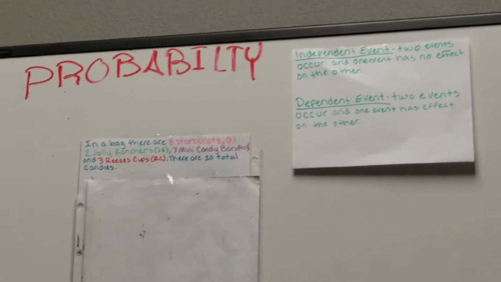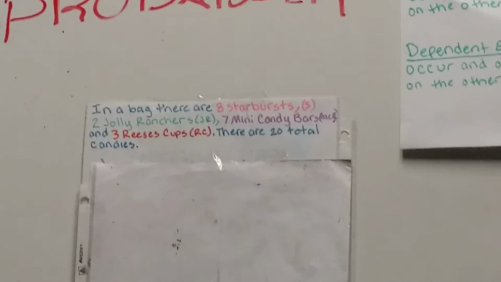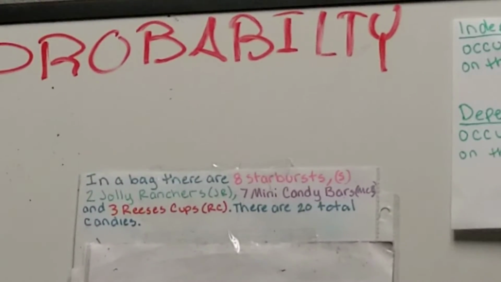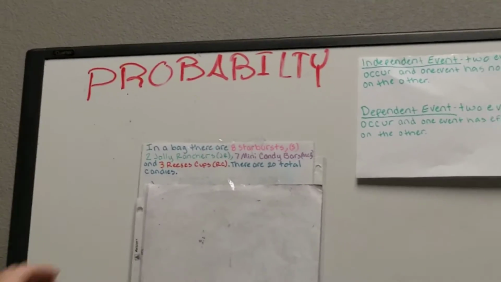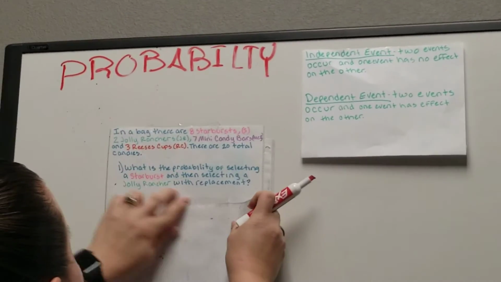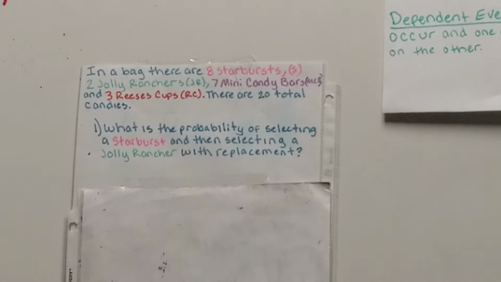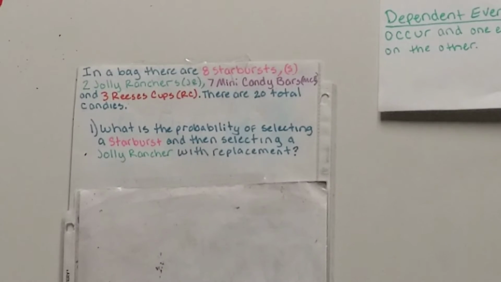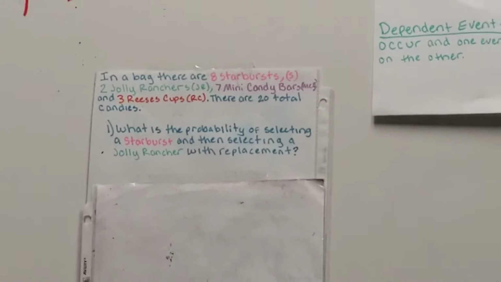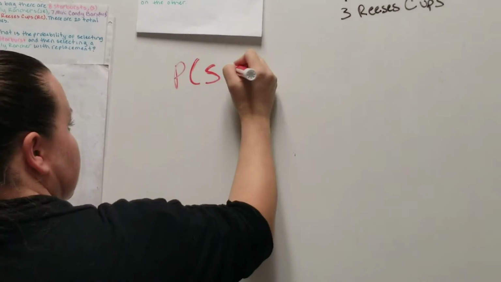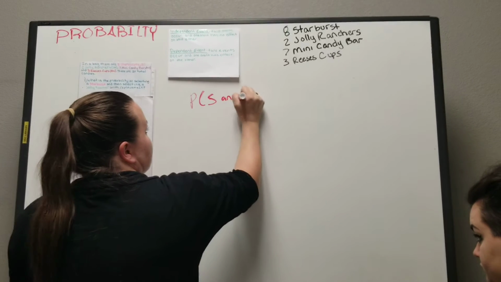For our first problem, in a bag there are 8 Starbursts, 2 Jolly Ranchers, 7 mini candy bars, and 3 Reese Cups, and there are 20 total. So the first problem is, what is the probability of selecting a Starburst and then selecting a Jolly Rancher with replacement? So we have to write the probability of selecting a Starburst and a Jolly Rancher.